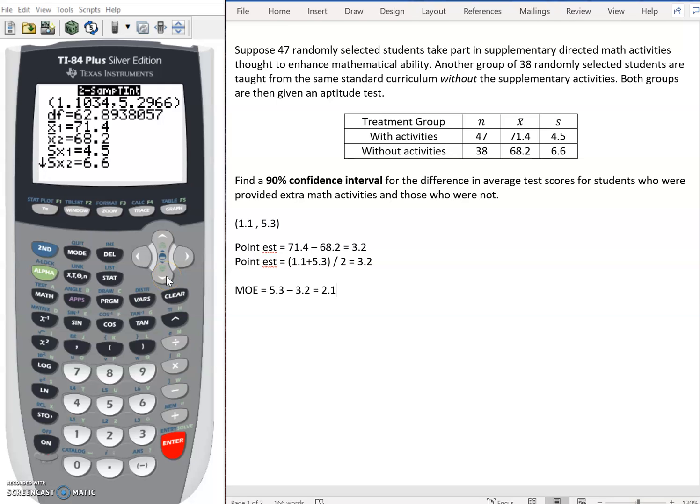Now, if we scroll down, notice in the 2-sample t-interval, it does have an arrow here. So there's other stuff we can scroll down and verify, but it's just going to give us our sample sizes. So nothing too crazy there. That might be helpful if you're using lists, though, just to make sure you had the right sample sizes.